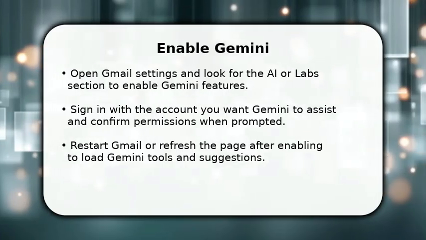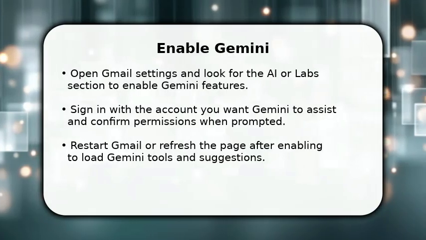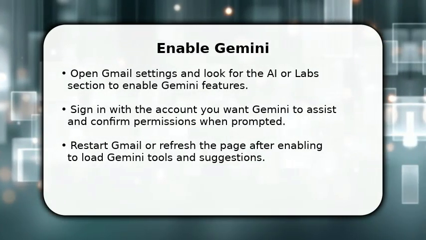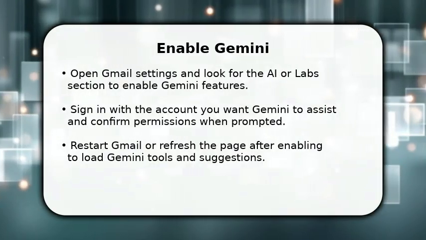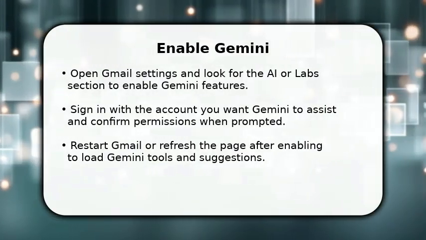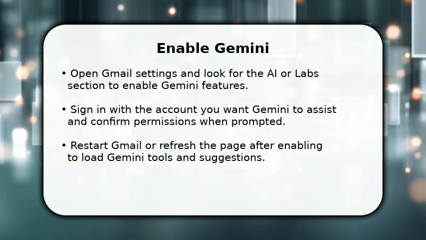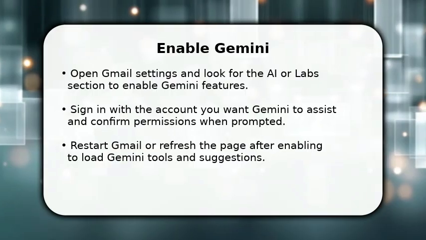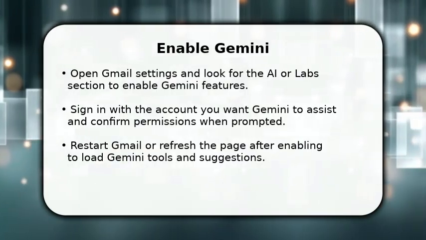In this video, I will show how to use Gemini in Gmail. Open Gmail settings and enable Gemini in the AI or Labs section to activate features immediately. Grant the requested permissions so Gemini can access drafts and assist with composing. Refresh Gmail if suggestions do not appear right away.